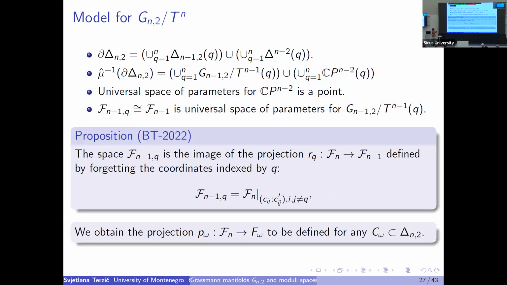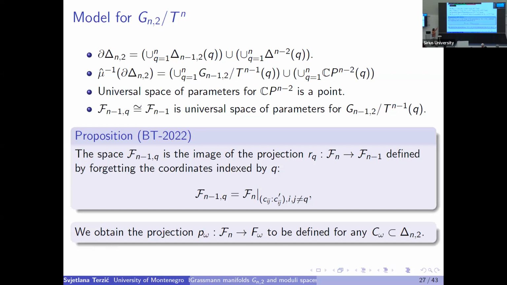Up to now, I was talking about the interior of delta n2. What about the boundary? The boundary of delta n2 consists of n copies of hypersimplices delta n minus 1, 2, and n copies of simplices. So the pre-image in the orbit space of the boundary is n copies of the orbit spaces of the Grassmannian Gn minus 1, 2, and n copies of projective space. When we consider the universal space of parameters of these spaces, there are no parameters CP1, the parameters are points. And here the universal space of parameters is Fn minus 1 in the same way.